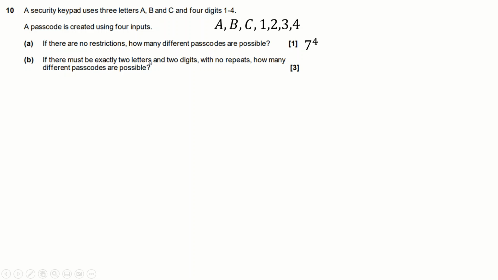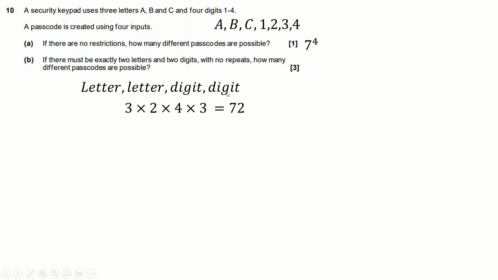If there are exactly 2 digits and 2 letters required and no repeats, how many possible? So I just went, so just say that this is the order, letter, letter, digit, digit. You have 3 choices for the letter first, then 2 choices, because you're not allowed to choose the same letter twice, then 4 choices for this digit, then 3 choices. So just in this setup, you have 3 times 2 times 4 times 3 choices, which is 72.